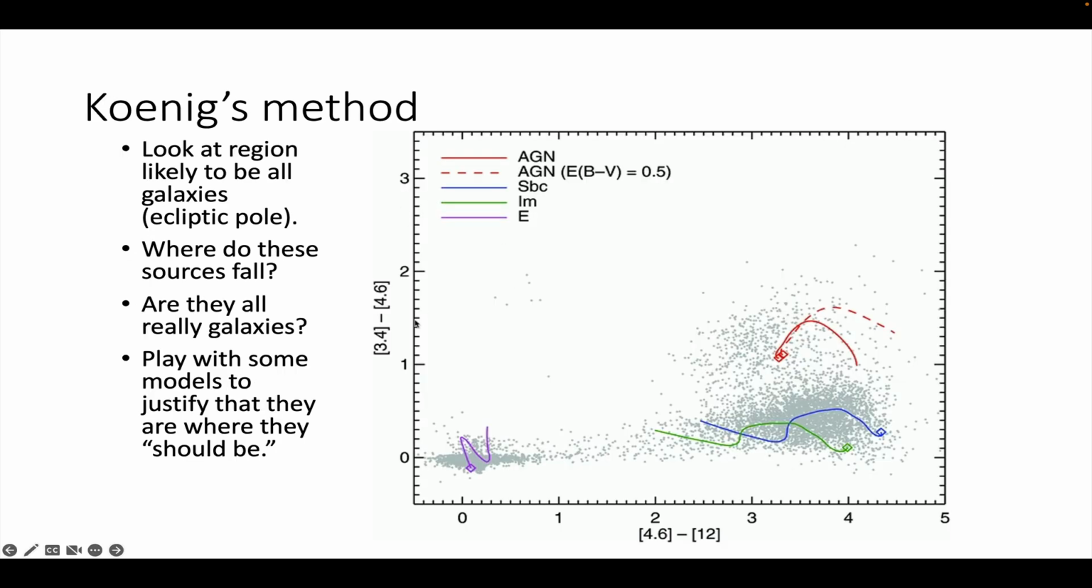Here, we've got 3.6 minus 3.4 minus 4.6 versus 4.6 minus 12. Those lines are various models. The dots are points, objects in a region that's likely to be all galaxies. And he's looking at where these objects fall. And are they all really galaxies? It turns out that, yeah, they probably are.